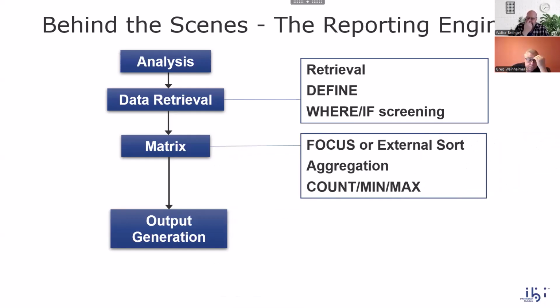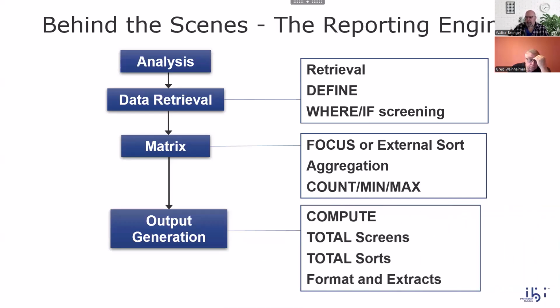In the matrix, this is where we do the sorting, the aggregation, and any prefix operators that you're doing in your query. And then lastly, after the matrix is generated, we calculate the computed values because they use the aggregated values, any total screenings and any total sorts that you're doing. And then the very last thing we do is the formatting and the creation of the output file, whether it's to a styled report or to a data file.